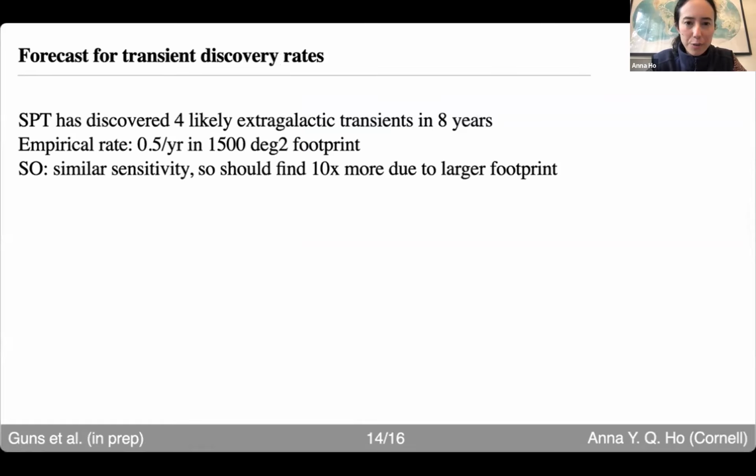So again, just some very rough rate estimates. It's hard to say because we don't really know what the sky has at these high frequencies. But SPT has found several of what are probably extragalactic transients in their footprint. If you assume SO should have roughly similar sensitivity, but a 10 times larger footprint, the rate should be roughly 10 times larger than that. So that's a rough estimate of what might be available for observations with BHEX. And any transient discovered by such a facility would be very bright because they're pretty shallow surveys, so they have to be at least around 20 millijanskys or so.